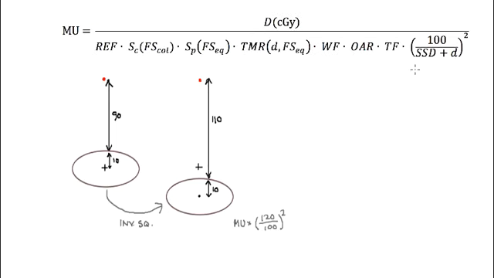So here's what the formula looks like with this inverse square factor. And you can see that in the first problem, if I did it with this formula, I would have had SSD of 90 plus a depth of 10. That would be 100. So it would be 100 over 100, and this factor would just be 1. And so it was the same as the first formula that I wrote.